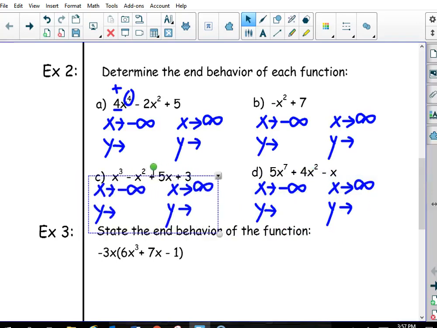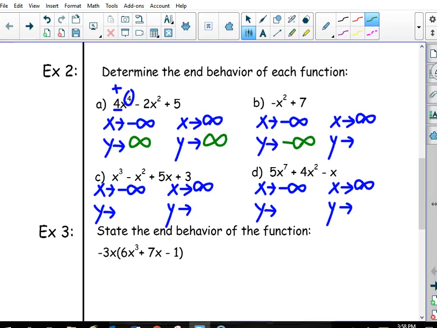Okay, so back to even degree and positive. Both arrows on even degree are going to be pointed in the same direction, and a positive leading coefficient means they're both going to be pointed at positive infinity. Next, a quadratic with a negative leading coefficient. Notice I'm not even looking at the other terms. I'll get both of my ends going to -infinity.